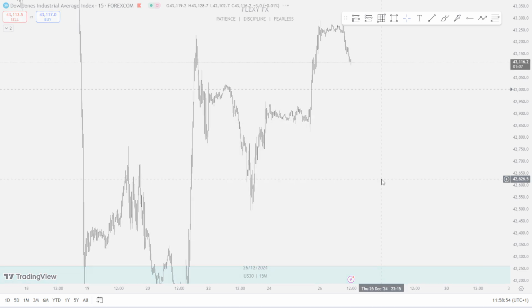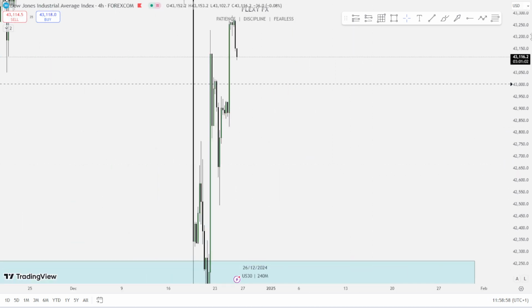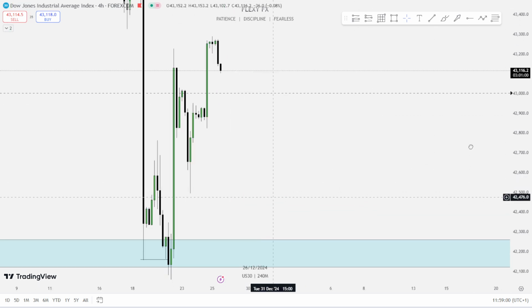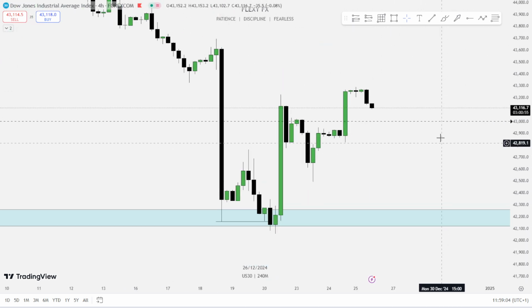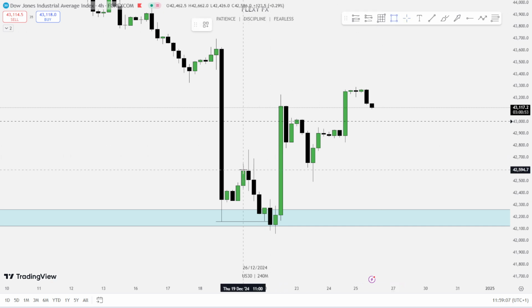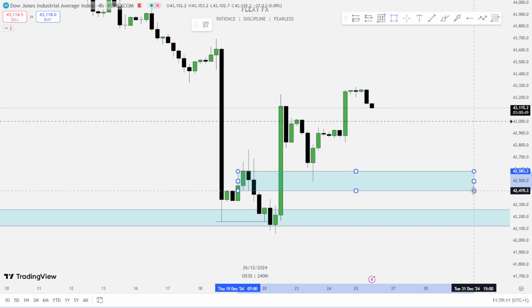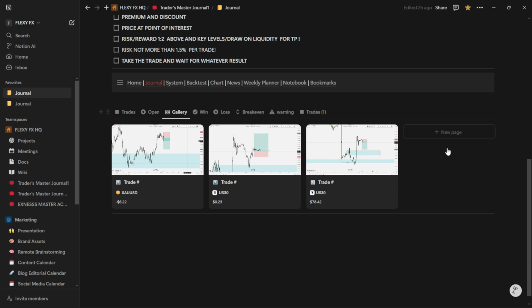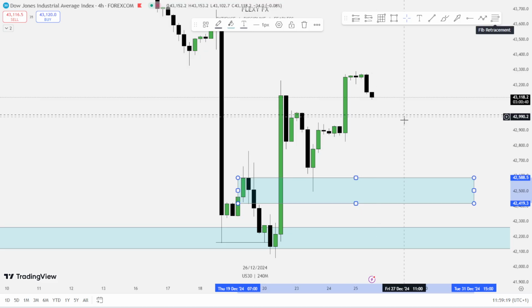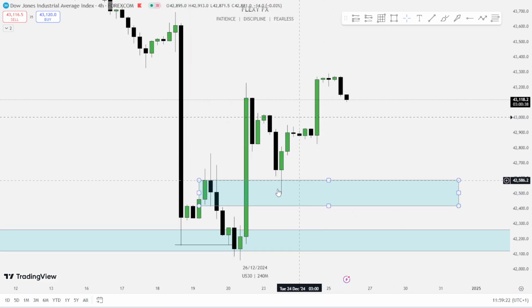So we started our analysis from the daily, then to the 4-hour time frame, and the 4-hour gave us what we were looking for. Now we identified this bullish breaker block, which we were expecting price to trade into before expanding from that zone. And as you can see, price traded into that zone and then expanded above.